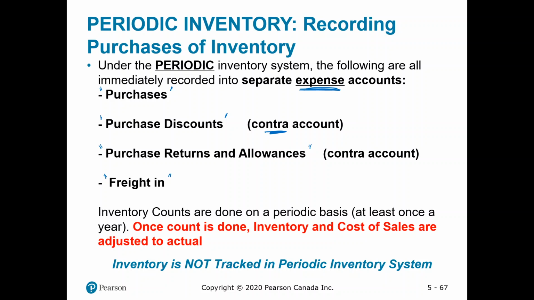So we know from our discussions on the perpetual system that anytime we had these same type of transactions in the perpetual system, they ran through inventory. So we were continually updating inventory. Whereas now, under the periodic, they each actually go into their own account, and these accounts are considered expense accounts. So that's important.